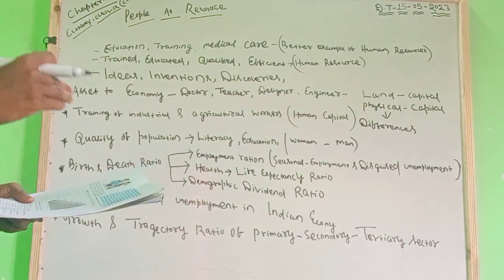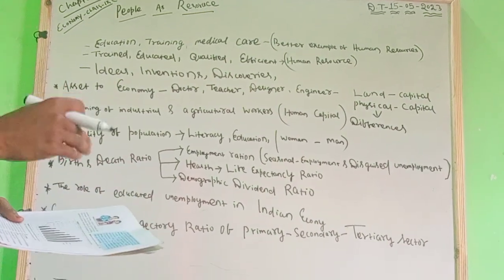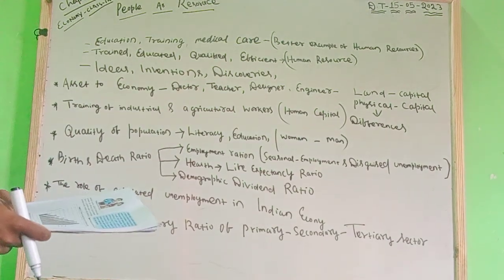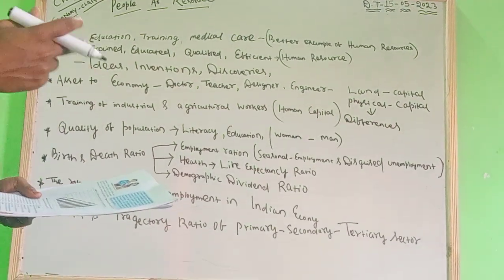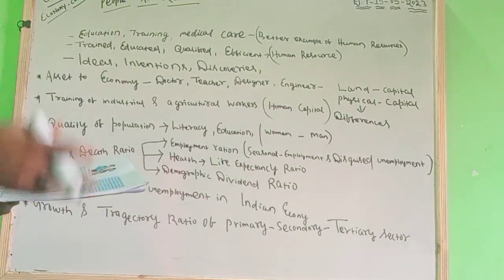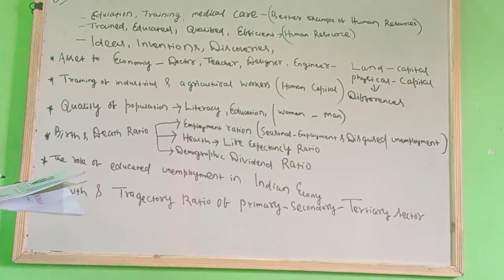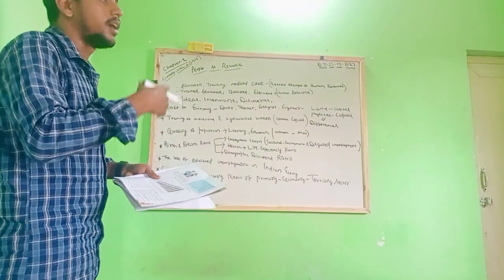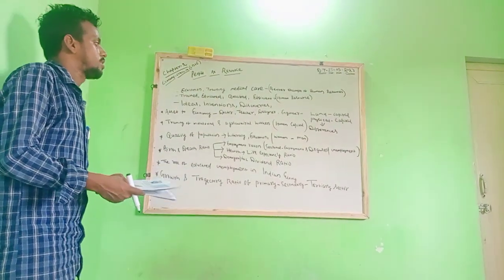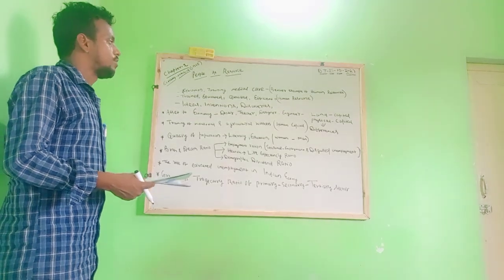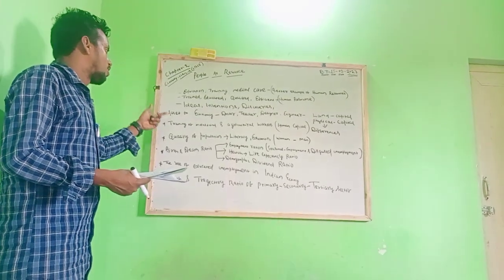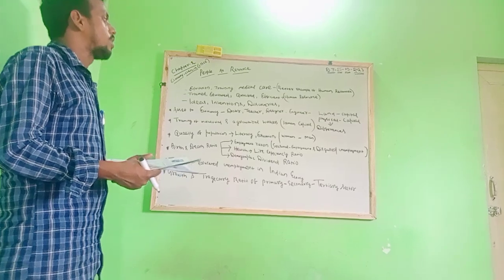And these ideas, inventions, and discoveries are an asset to the Indian economy, such as becoming a doctor, a teacher, a designer, and an engineer. Those are the best examples of the Indian economy. They will give their 100% to materialize the value through the training of industrial and agricultural workers.